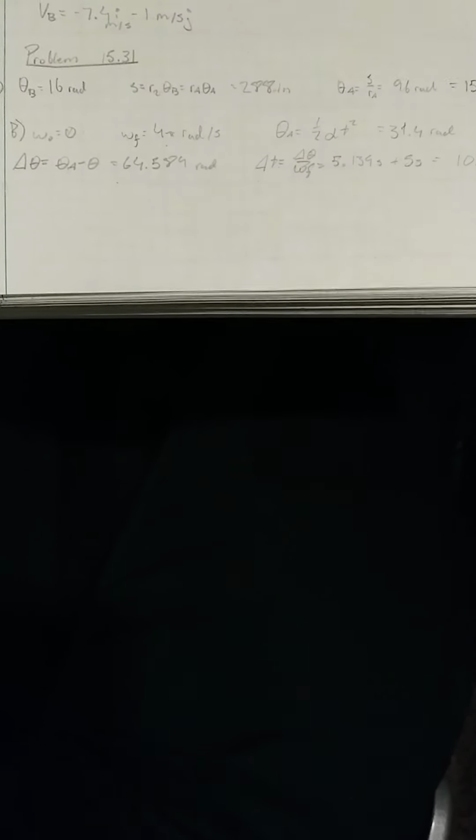So we started out, we know that our theta sub B equals h over r1, which is 16 radians. And then we have our equation for S equals R2 times theta B equals RA times theta A. And we have our R2 and our RA, so we get S equals 288 inches. And then the angle change of gear A, we've got theta sub A. We can solve for our theta sub A equation and get that equals 96 radians, which we have to divide by 2 pi, and that gives us the revolutions, which is 15.28.